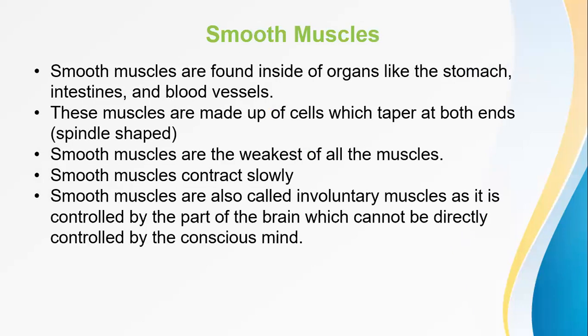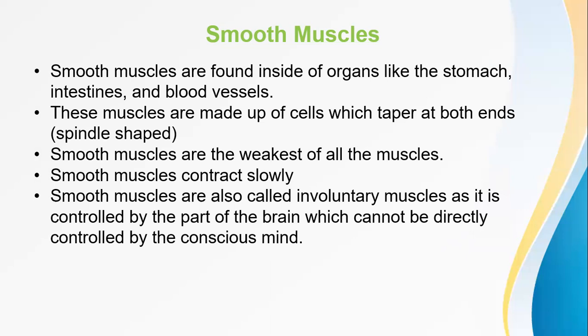The second one is smooth muscles. The smooth muscles are the ones that are found inside organs like the stomach, intestines, and the blood vessels. These muscles are made up of cells which are tapered at both ends, having a spindle shape. The smooth muscles are the weakest of all the muscles compared to the skeletal muscles and the ones we are going to discuss later on, the cardiac muscles.